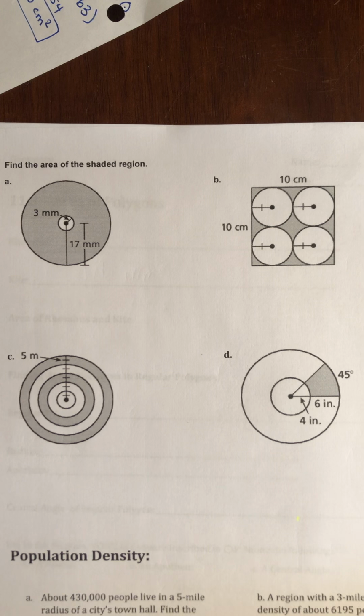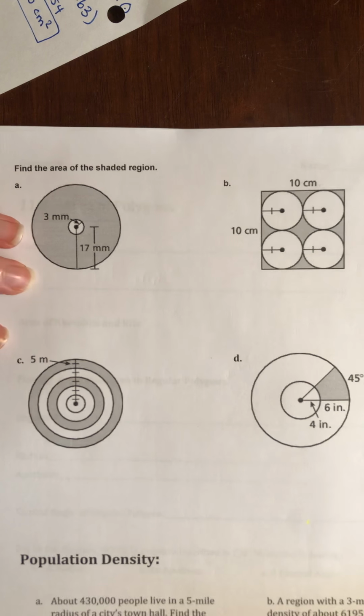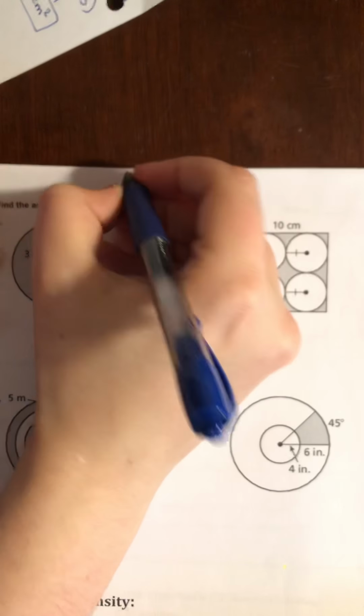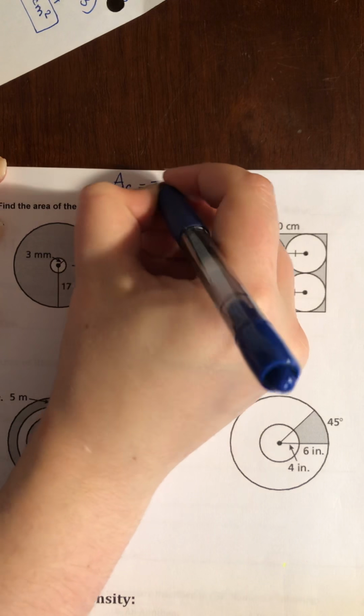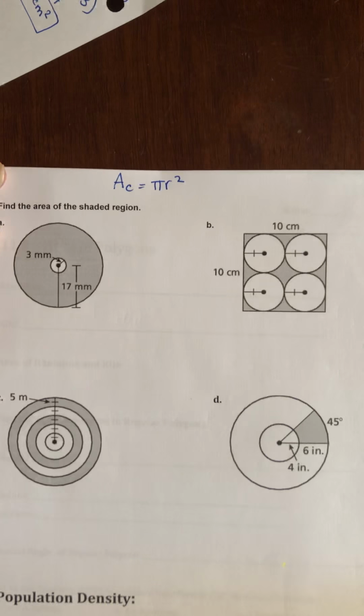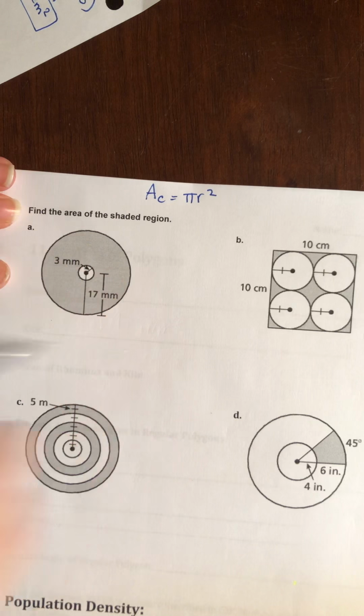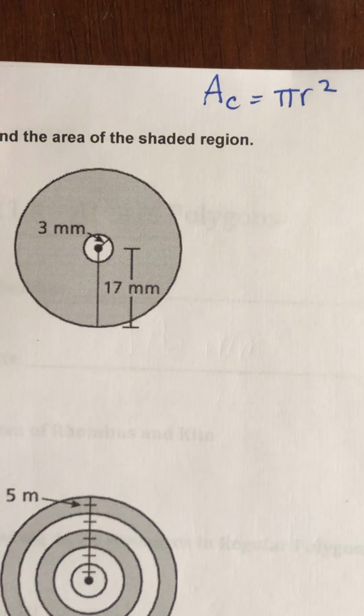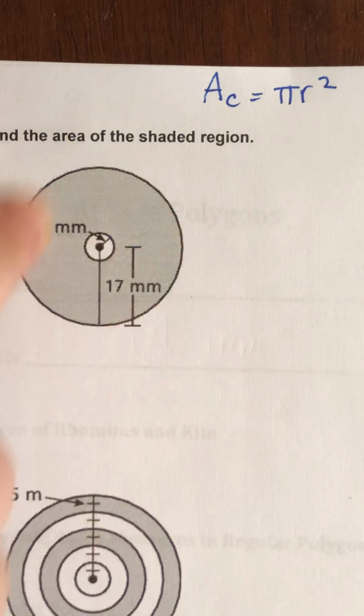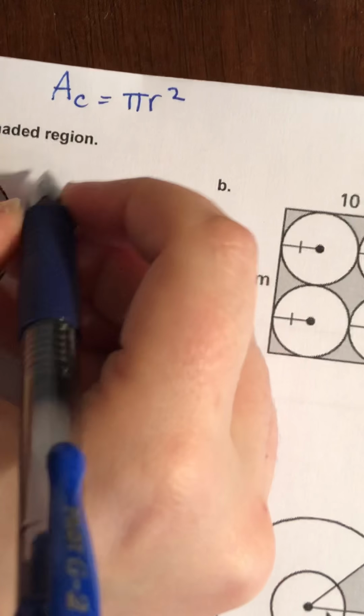All right, so this is 11.2 part 2, the second page of notes. And this is about working with composite shapes where maybe pieces are missing. So here, like this first one, let's remind ourselves that the area of a circle is pi r squared. Here I want to find the area of the shaded region. So essentially I want to find the area of this big circle and subtract the little circle.